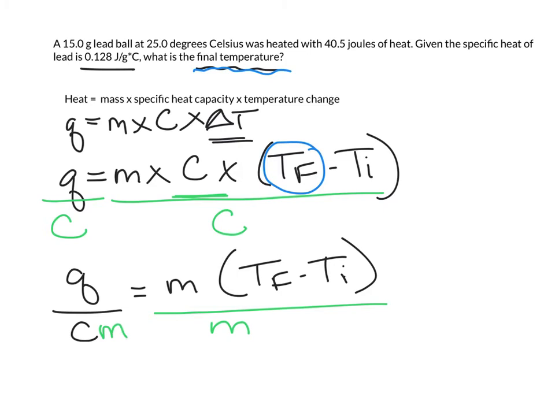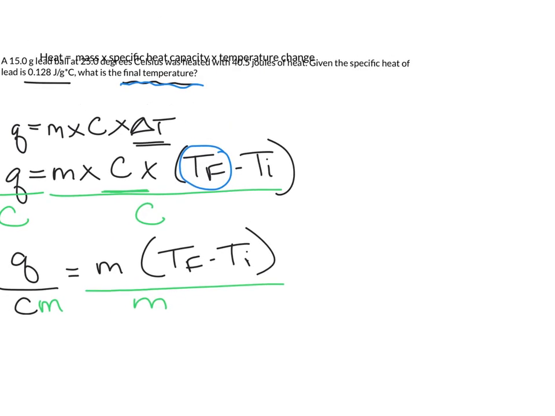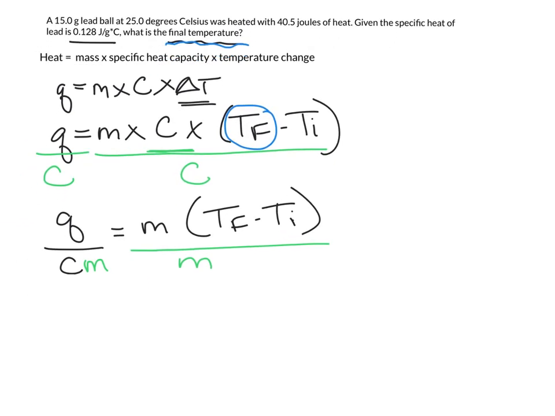Now I need a little bit more room, so I'm just going to bring it up if it will allow me. And now my mass cancels out just like it did up here with my heat capacity. And so now I have heat divided by heat capacity times mass is equal to T final minus TI.